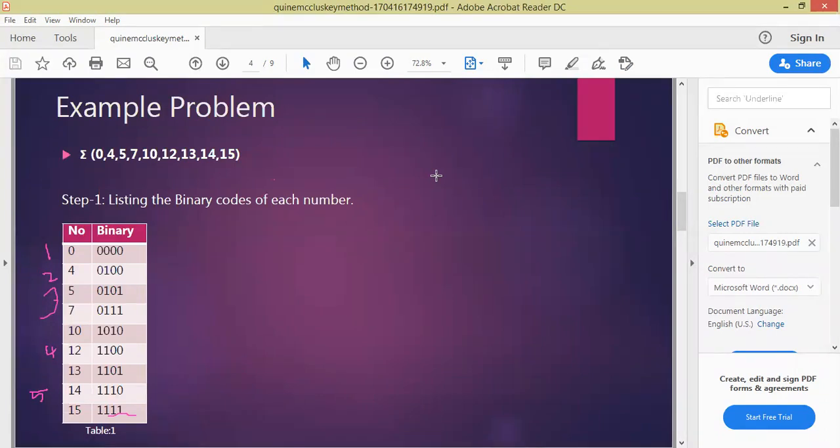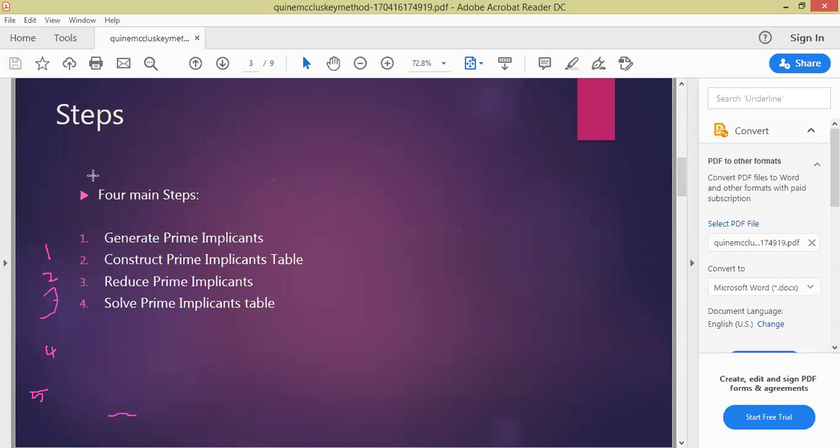These are the four main steps where we have to solve the Quine-McCluskey method. The first is generate prime implicants. Second is construct the prime implicants table. Third is reduce prime implicants, and fourth is solve the prime implicants table. Okay, so we will see them one by one.